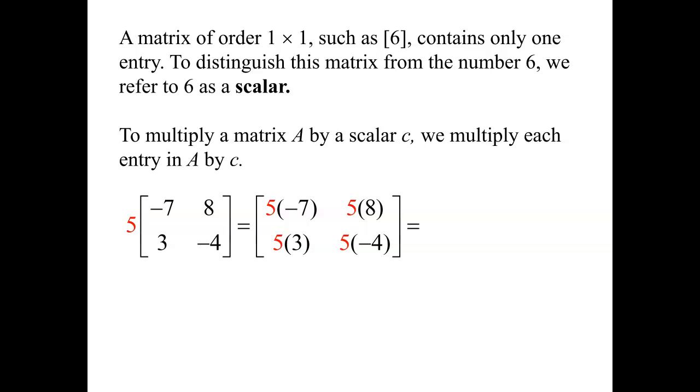So if I multiply by a scalar of 5, I am literally taking every element in that matrix and making it 5 times larger. It's kind of like the distributive property. Okay? I'm multiplying every element by that scalar. So, 5 times negative 7. Negative 35. 5 times 8. 40. 5 times 3. 5 times negative 4.